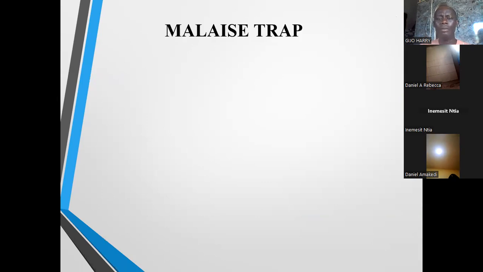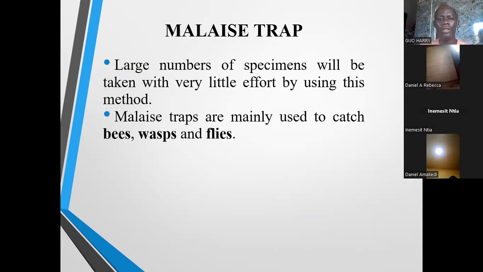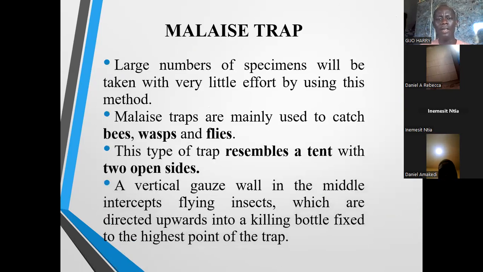We have the Malaise trap that's also used for the collection of insects and arachnids, and it's used to collect insects such as bees, wasps, and flies. This type of trap resembles a tent with two open sides. It has a vertical gauze wall in the middle that intercepts flying insects upwards into a killing bottle fixed to the highest point of the trap.